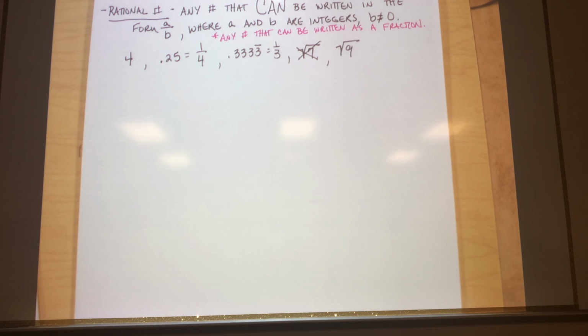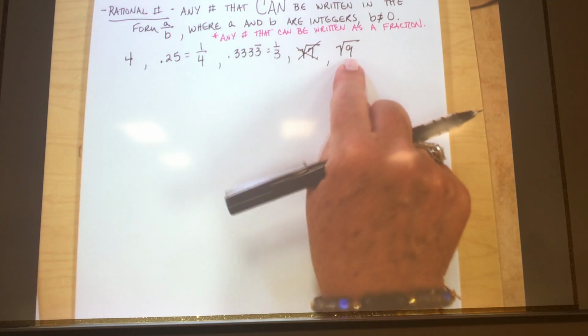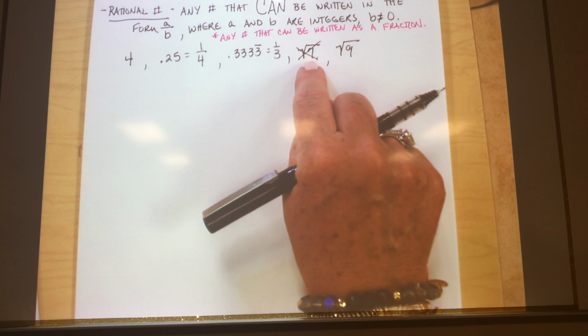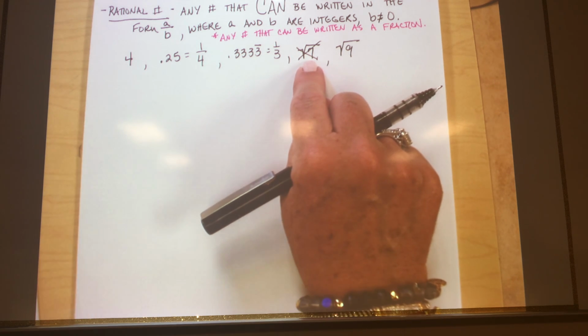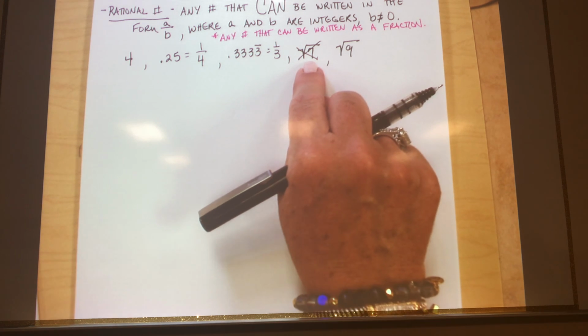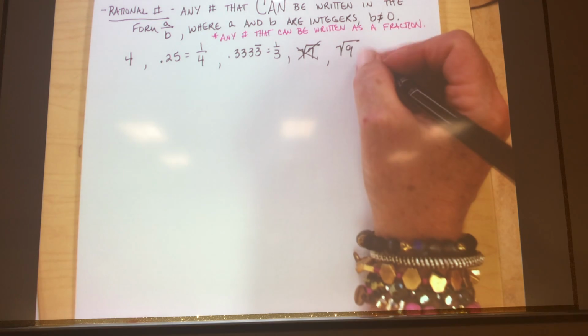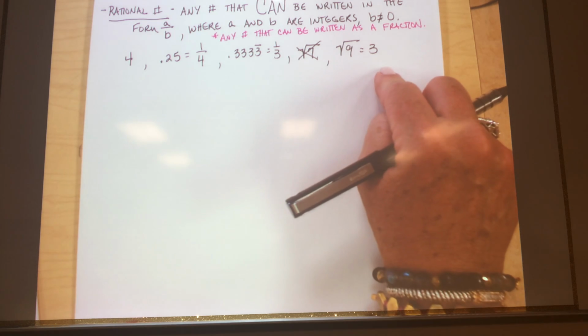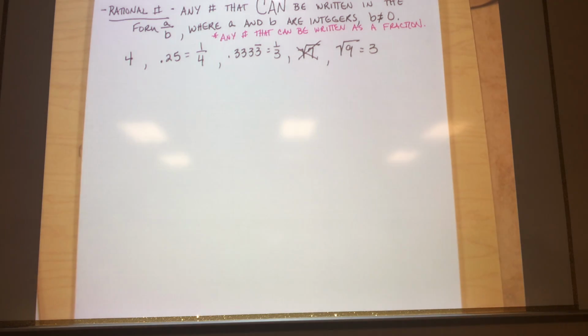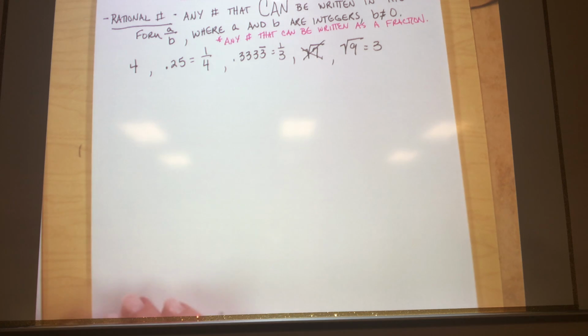So why did I put this one after I did this one? Because what do people's brains say? When I say the square root of 7 and it's not rational, some people's brains tell them that if it's got a square root, it's not rational. That's not true, people. If you're taking the square root of a non-perfect square, then it's not rational. But 9's a perfect square, right? What is the square root of 9? 3. Can you write that as a fraction? Yeah, 3 over 1. So that is rational. Any number that you can write as a fraction is a rational number.